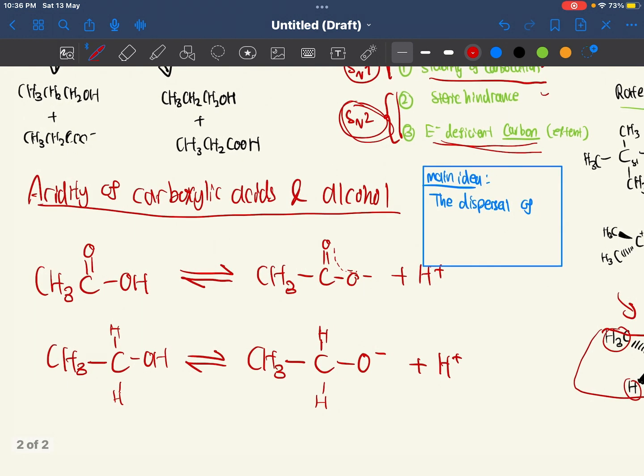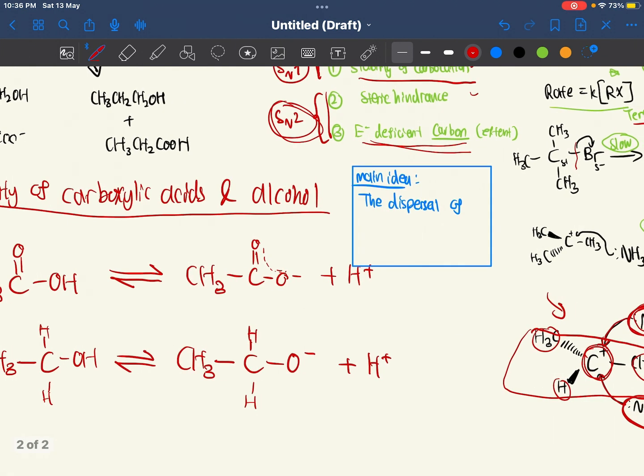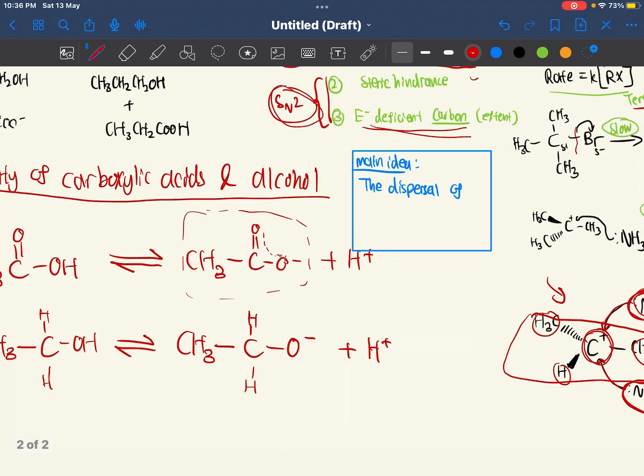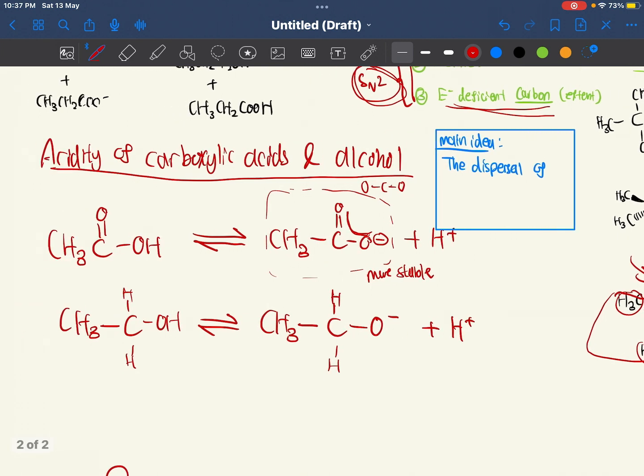So we look at ethanoic acid first. It dissociates, the H plus dissociates from this, forming the carboxylate anion. What actually happens here is that this negative charge is dispersed over the OCO bond, right? So the keyword is the negative charge is dispersed over the OCO bond. Now, because the negative charge is dispersed, it's more stable, and because it's more stable, the dissociation of H plus is more readily favored.